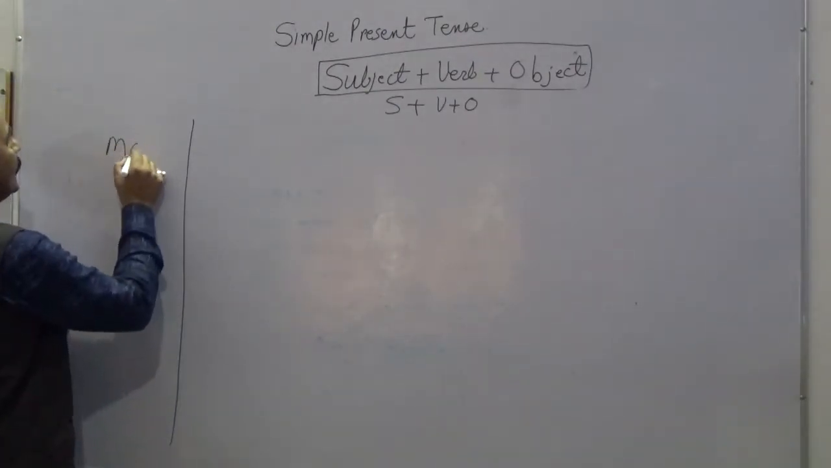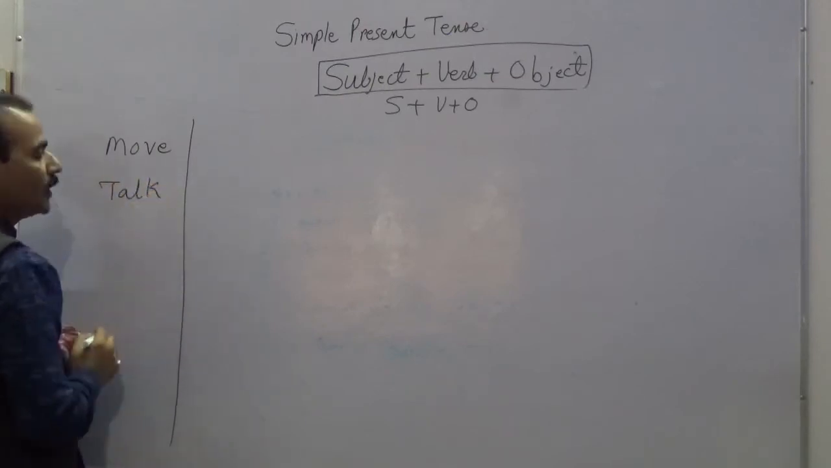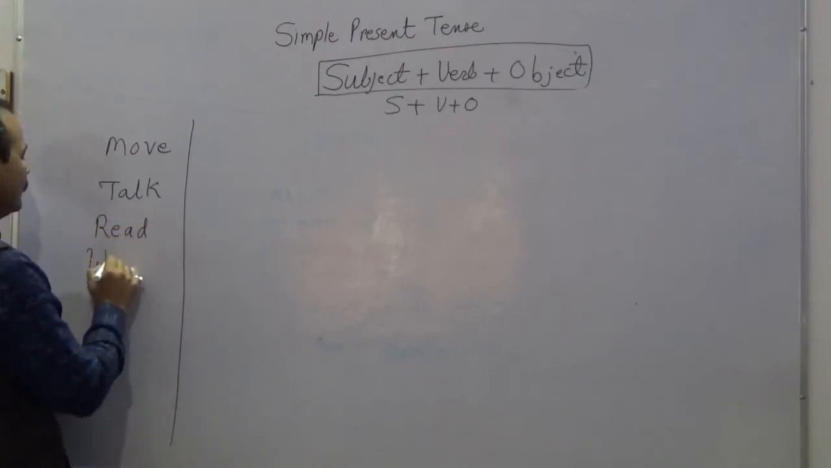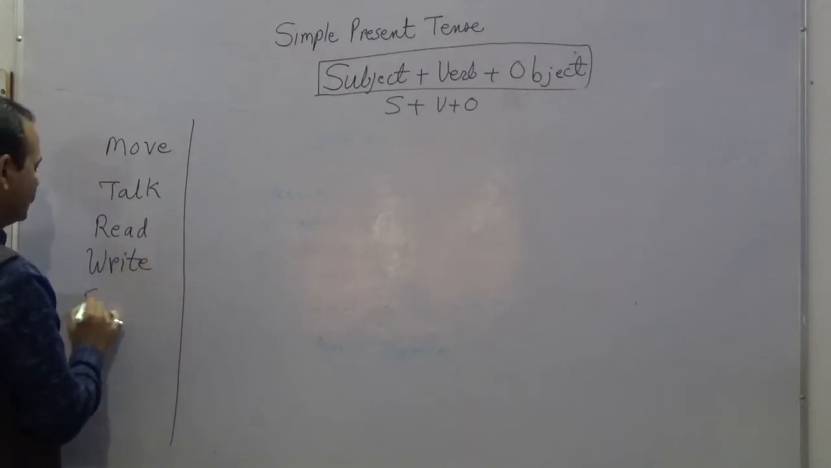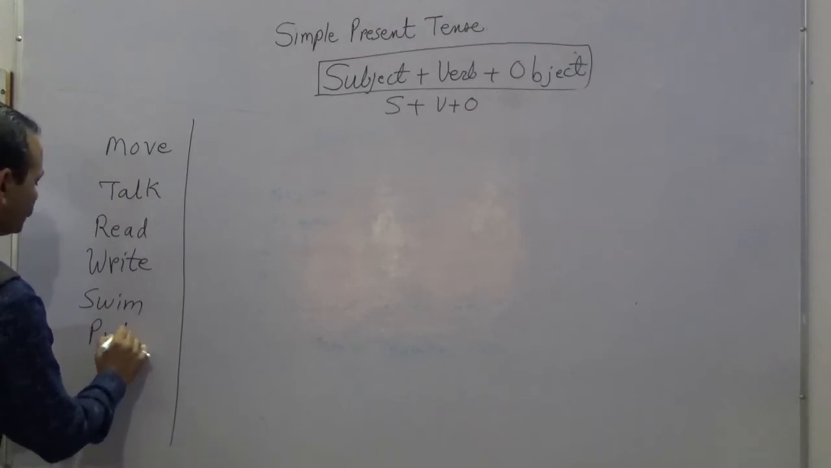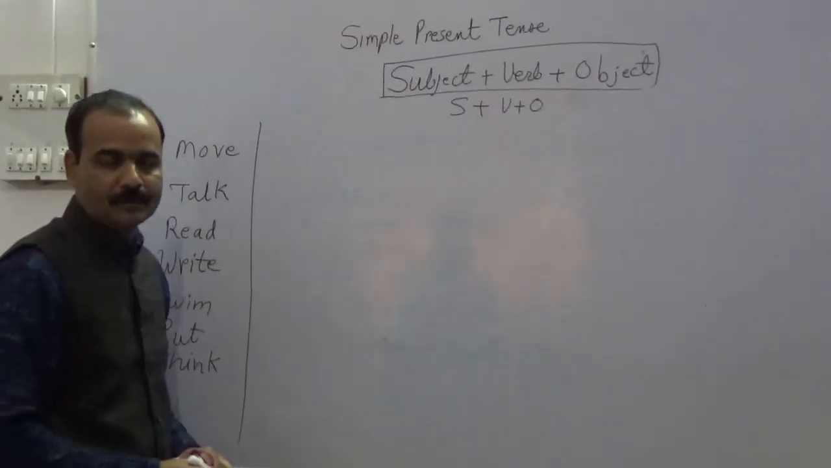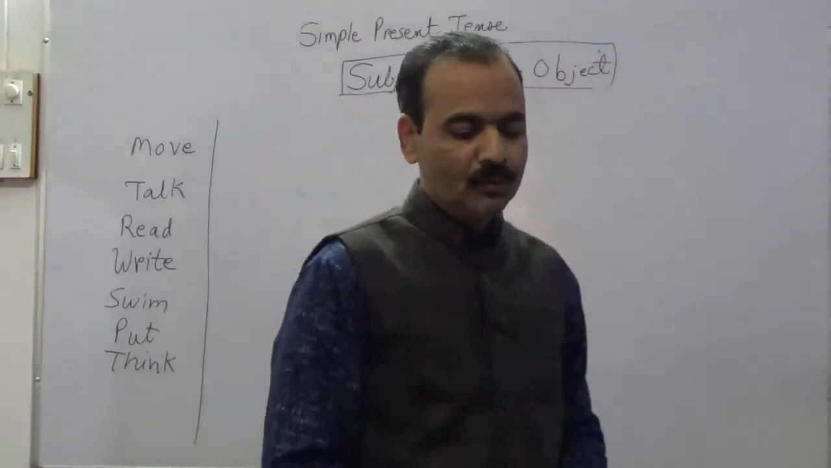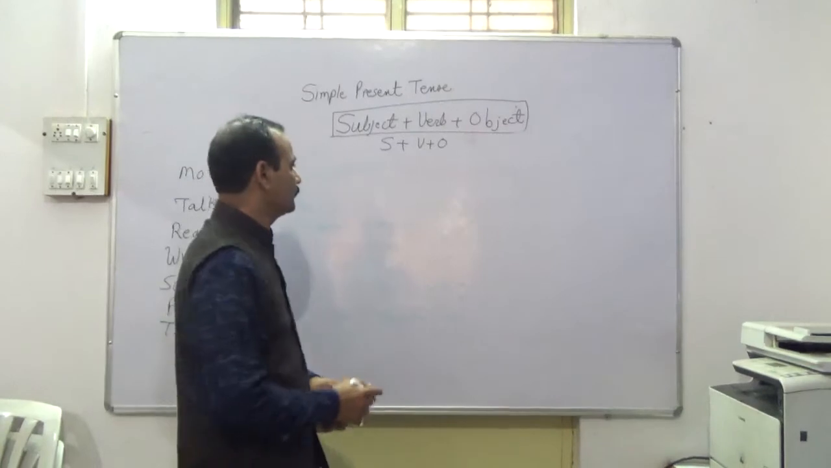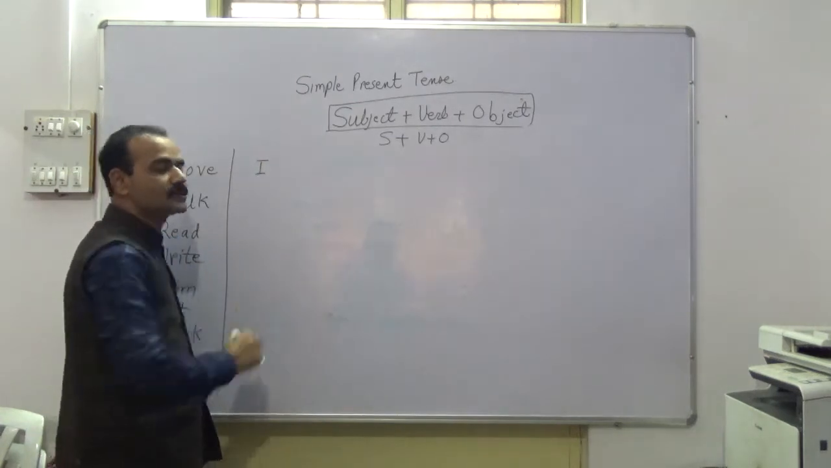Suppose in this row I will give some verbs. For example, move is a verb, talk is a verb, read is a verb, write, swim, put, think. These are all verbs. Now, what we can do for second language learners is use various subjects. For example, in the second row, I will write down a number of subjects.